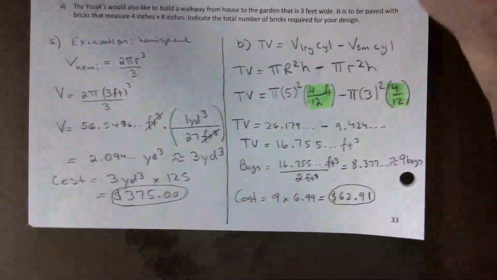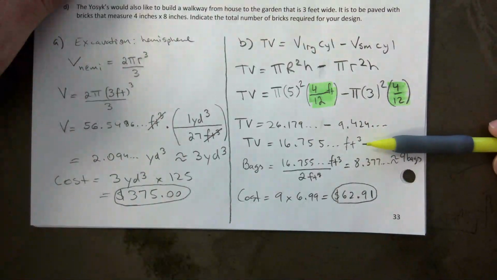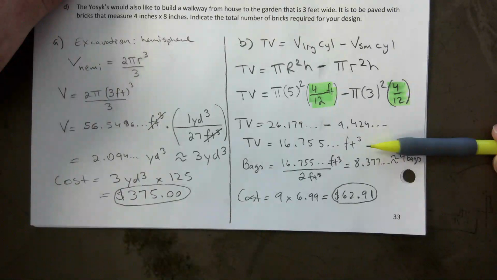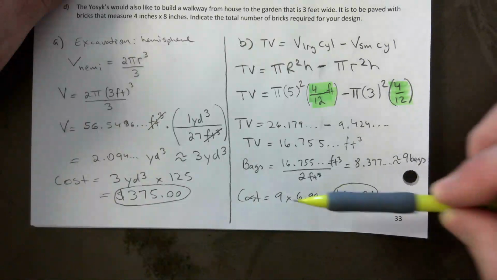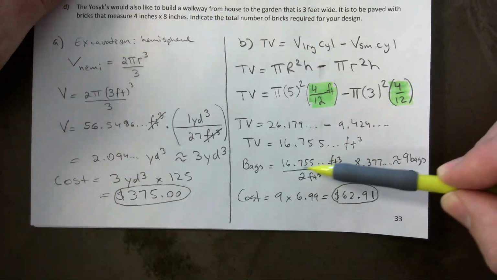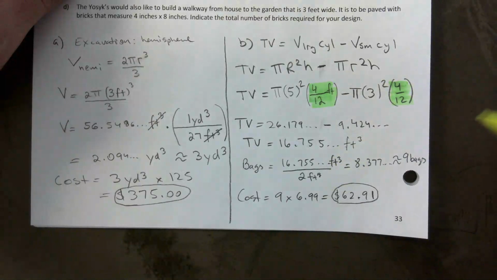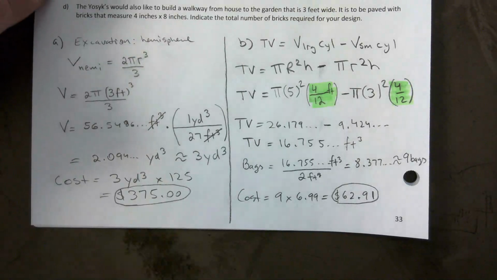I just want to say something real quick here. Go back to this where my pencil is pointing right here. If this question had said that bags come in 1 cubic foot bag, just 1 cubic foot, you could have just rounded this to 17 right here, and boom, you do your cost. But because they come in 2 cubic foot bags, we needed to do that extra step here. Okay, we got that. B is done. C.